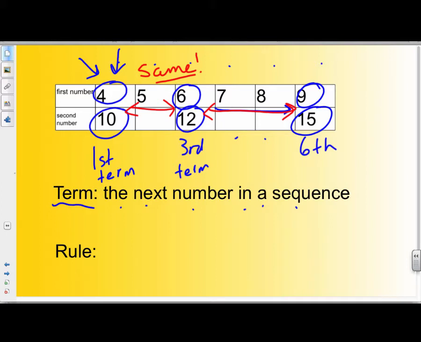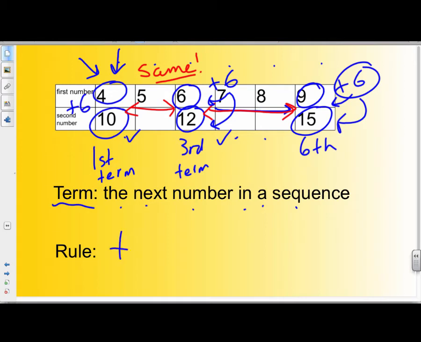Guys, if you plus 6 to 4, you get 10. Tick. If you plus 6 to 6, you get 12. Tick. If you plus 6 to 9, you will get 15. Tick. So the rule is plus 6. You plus 6 to the first number. And because you know the rule is plus 6, you can now fill in the boxes. So 5 plus 6 is 11.